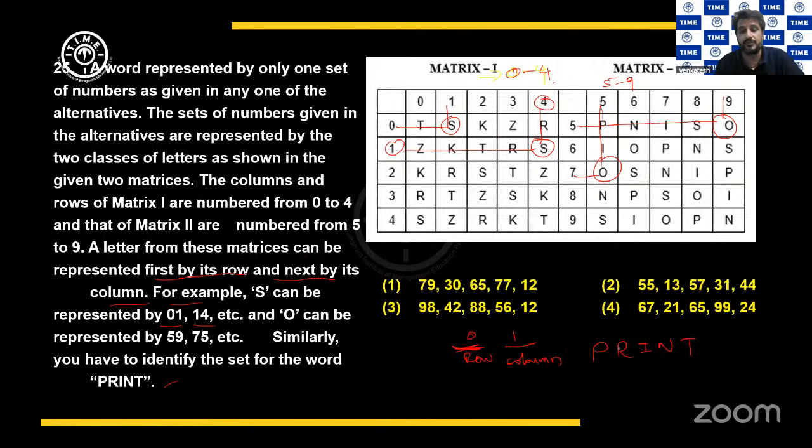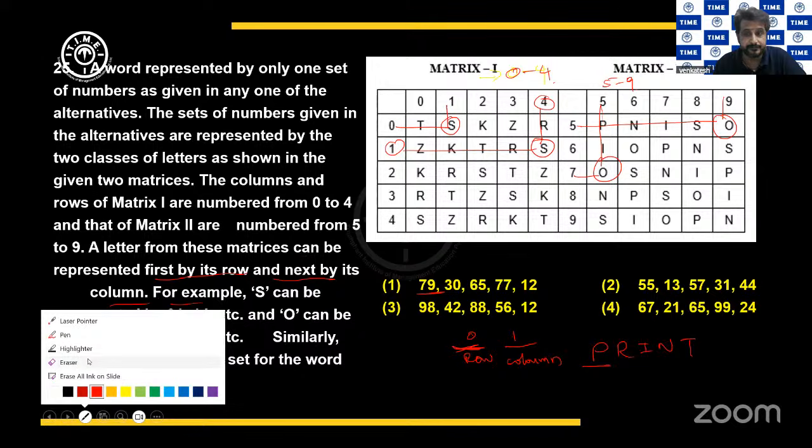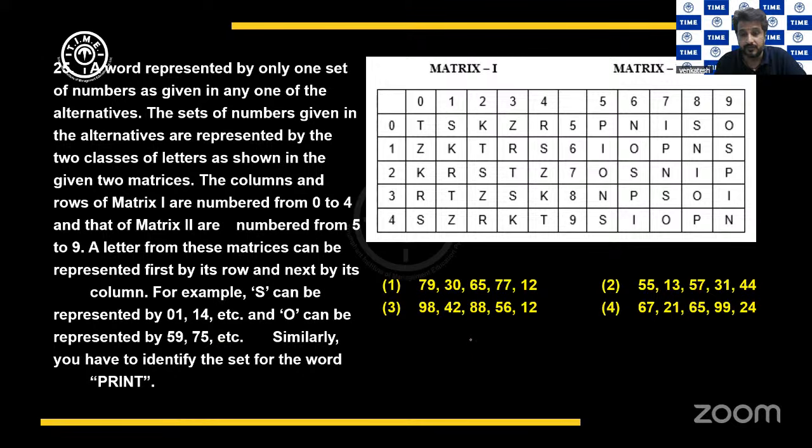Again, we have to go through the options. Let me erase that data. Right. Now we have to find out the code for the word PRINT. P: the first option is 79. Is 79 P? Yes. Next, 55. Yes, it is also P.